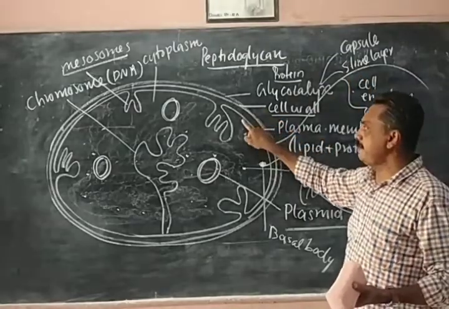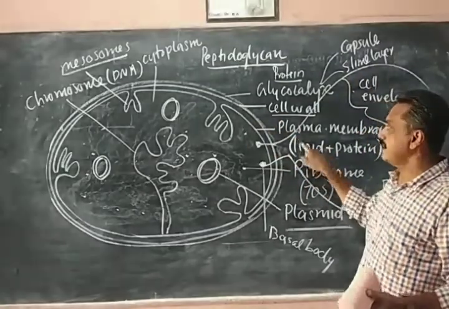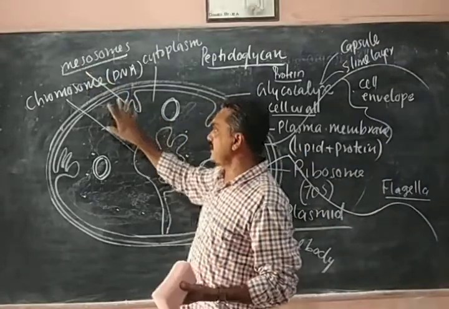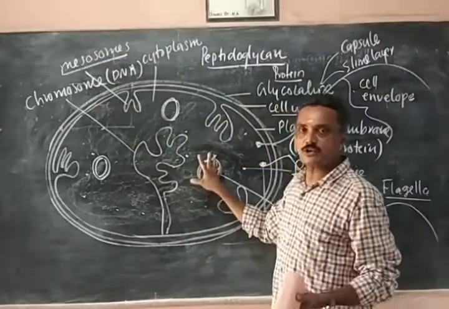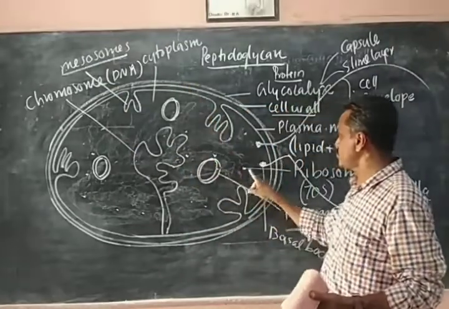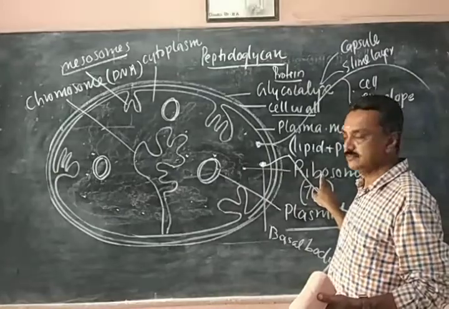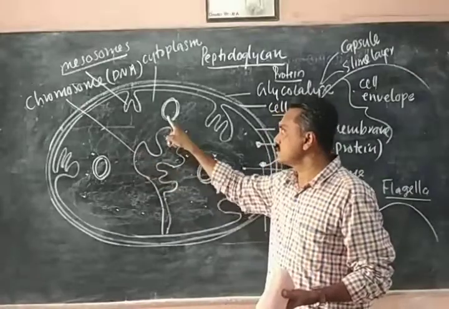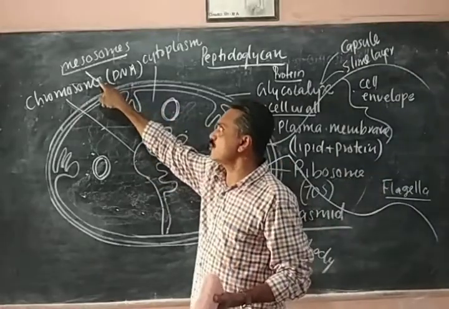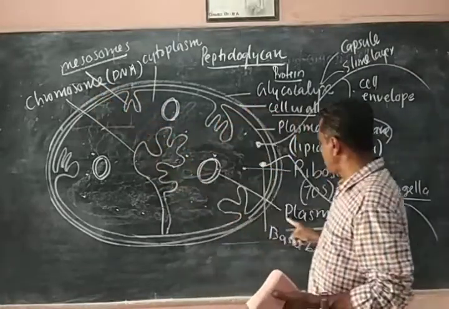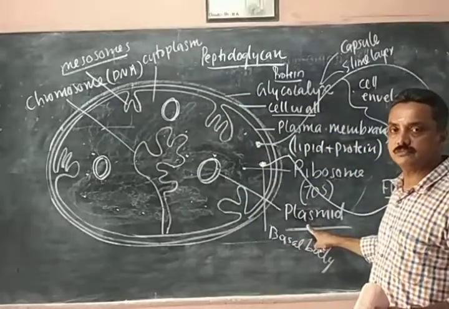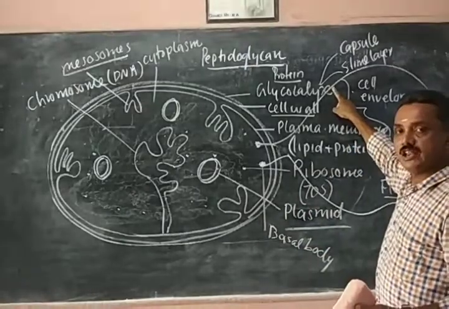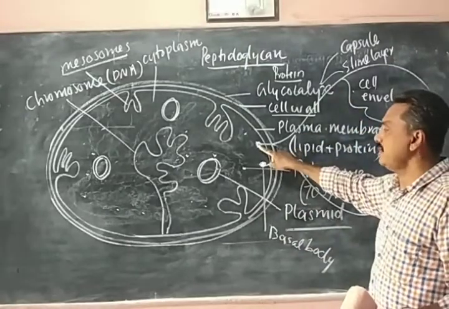Then the plasma membrane is made up of lipid and protein. The plasma membrane has infoldings called mesosomes. Inside is the cytoplasm, a jelly-like substance that is granular because of the presence of ribosomes. Then the bacterial chromosome, one chromosome. Extra chromosomes are called plasmids, which contain valuable genes. If the bacterium is moving, it contains flagella or cilia, which originate from a round structure called the basal body.